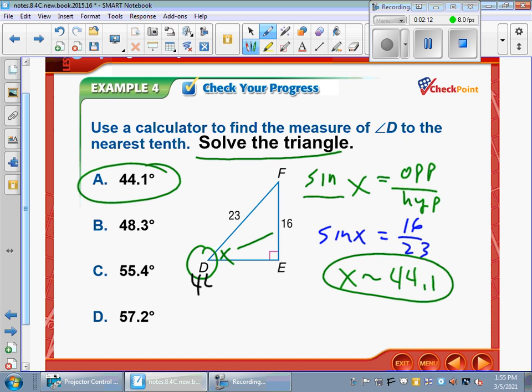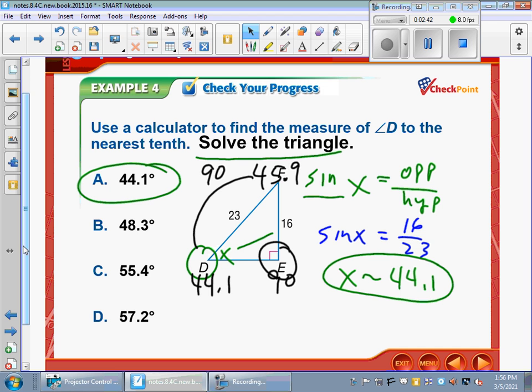So this is 44.1. This right here is 90. So if that's 90, these two added together have to equal 90. We know that 3 angles of a triangle add up to 180. So if one of them is 90, the other 2 add up to 90. So now I would go 90 minus the 44.1. And my second answer is 45.9. So that's angle F. So now I have all 3 angles.